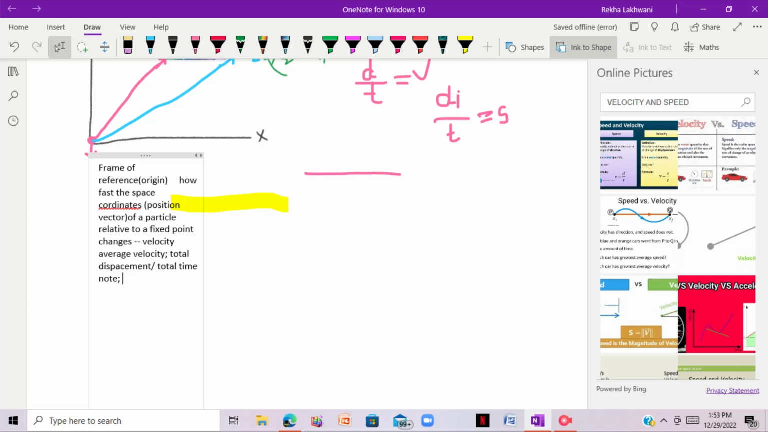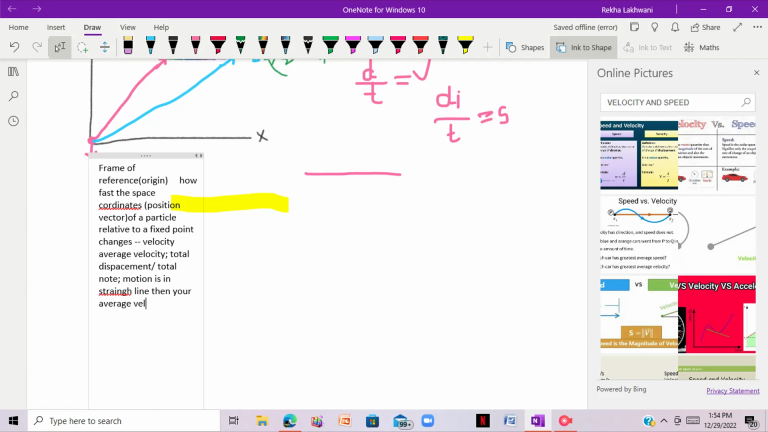But for example, in the given question, what is the formula of average velocity? Total displacement upon total time, and we will find total displacement by adding all the displacements. So it is, for example, d1 plus d2 upon t1 plus t2. This is your average velocity.